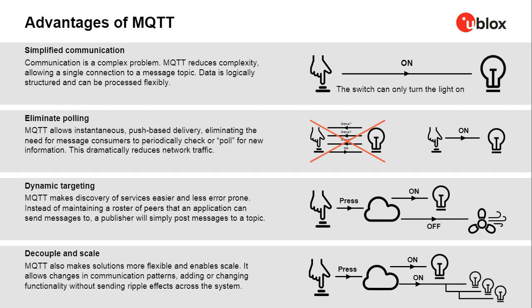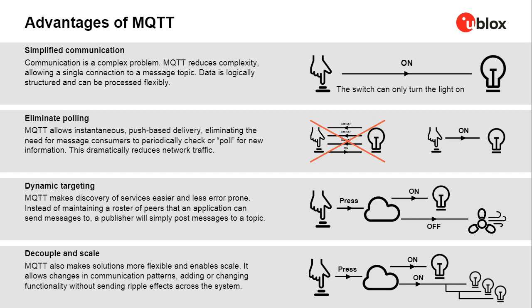Lastly, MQTT is built for scale, so you can make changes to the network quite easily thanks to the topic structure without sending a ripple effect across the whole system. So while we're talking about the advantages, now's a good time to talk about MQTT-SN.